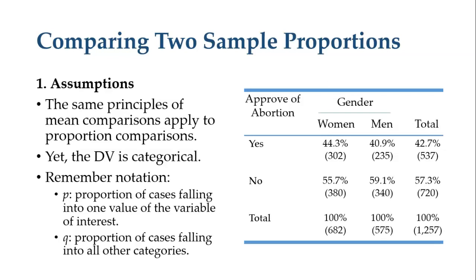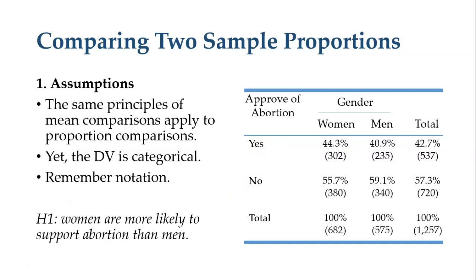Remember some notation related with proportions. Remember that we use P to talk about the proportion of cases falling into one value of the variable of interest. That is actually that value that we want to explain. For instance, in this case, in terms of the dependent variable, we want to explain support of abortion, which is yes. And Q is the proportion of cases falling into all other categories. Okay, in this case, no.